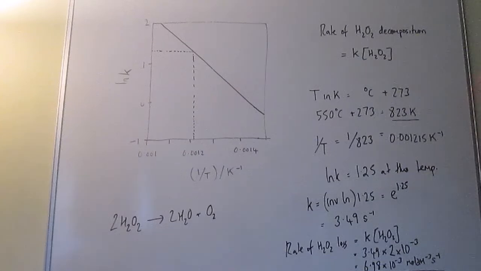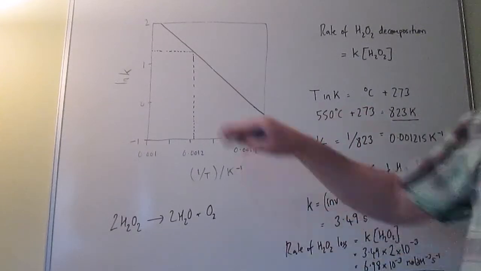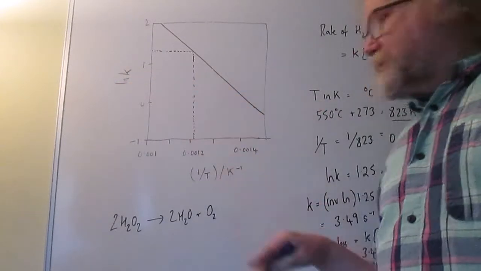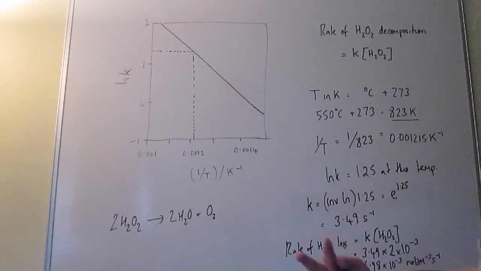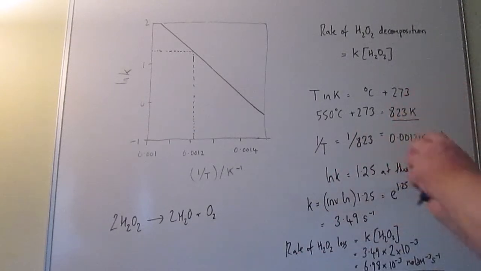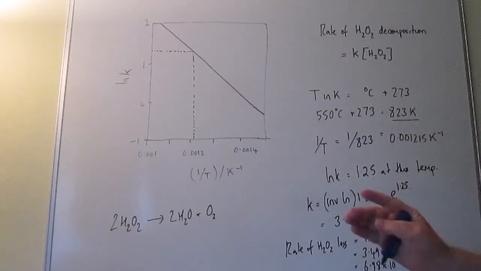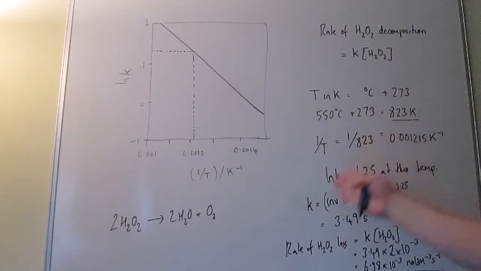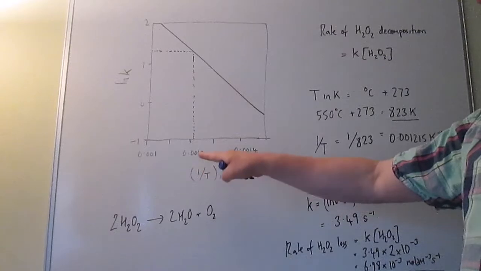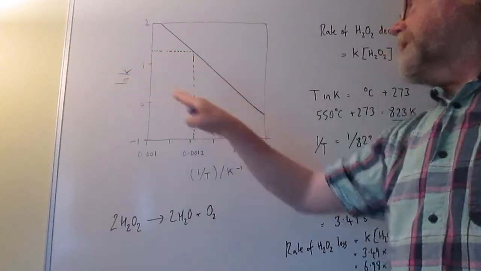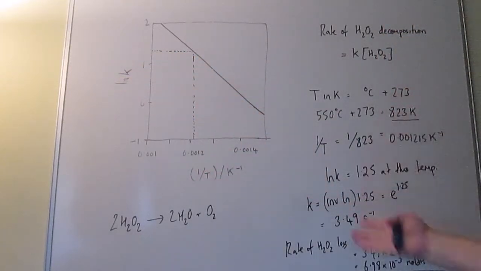So you have to be very careful here, because when you see natural log of k against 1 over t, your brain is going to think this is an Arrhenius question, but it's not yet. It's not asking about activation energies, so you don't need the Arrhenius equation at this point. This was simply about using the graph to read off in effect the value of k at a given temperature, and that's what led us to the rate.